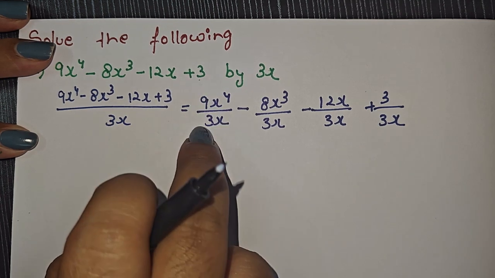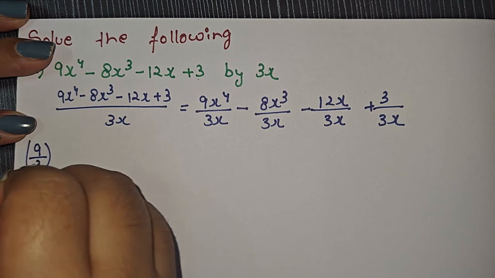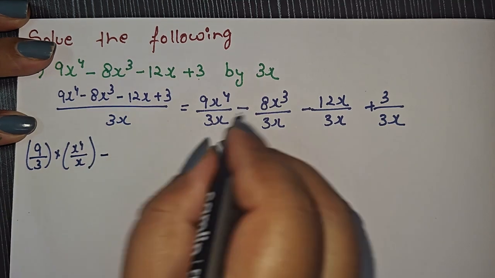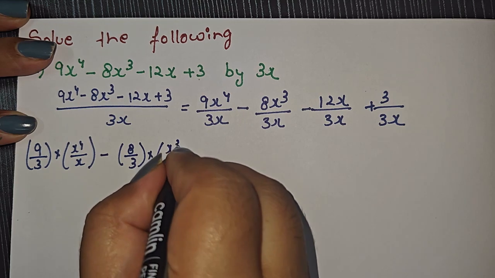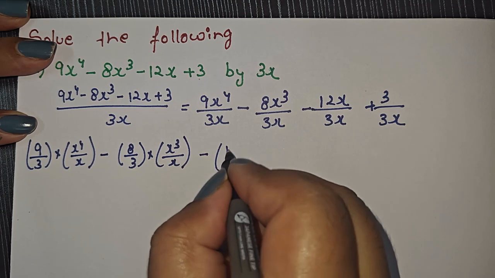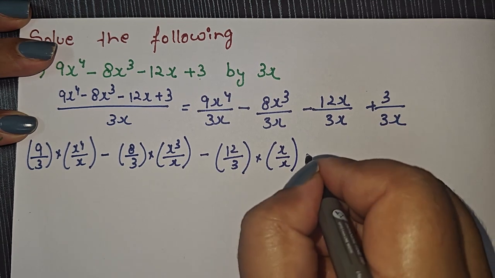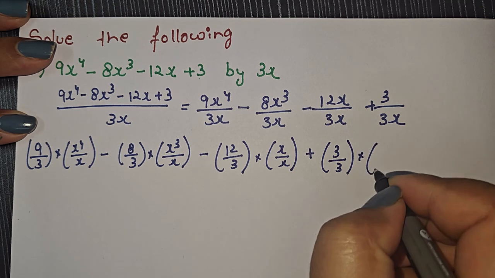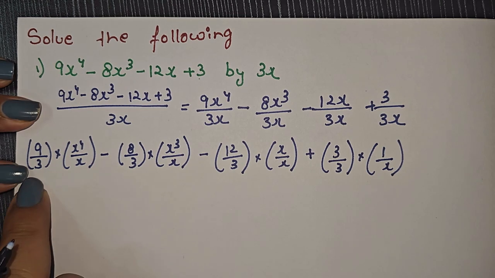First of all, now monomial, let's solve it. So it can be written as 9 by 3 into x^4 by x, minus this one can be written as 8 by 3 into x^3 by x, minus this can be written as 12 by 3 into x by x, plus this can be written as 3 by 3. Since there is no x, it will be 1 by x.